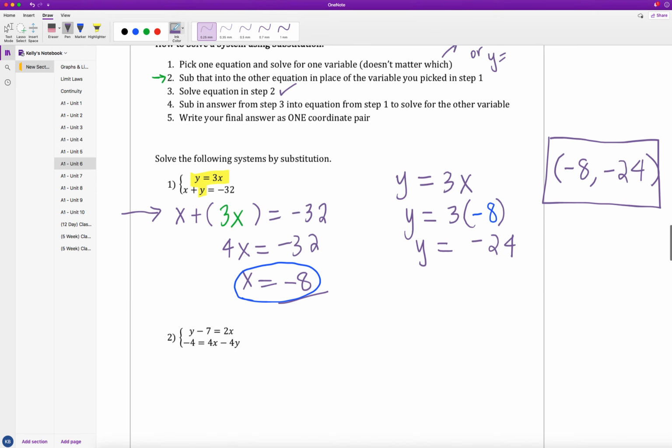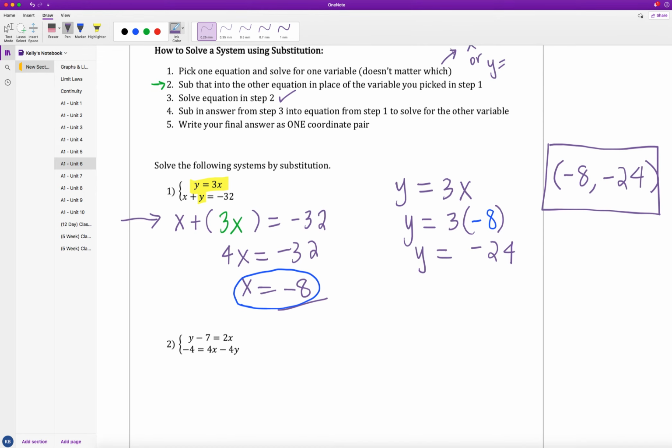Let's look at our second example. Our second example has the system y minus 7 equals 2x, and negative 4 equals 4x minus 4y. So unlike in example 1, I don't already have an equation that says y equals or x equals. So this is a choice that we now get to make. And it doesn't matter which equation we use, and it does not matter which variable we solve for. We just need to make a decision, pick one of the variables and stick with it.